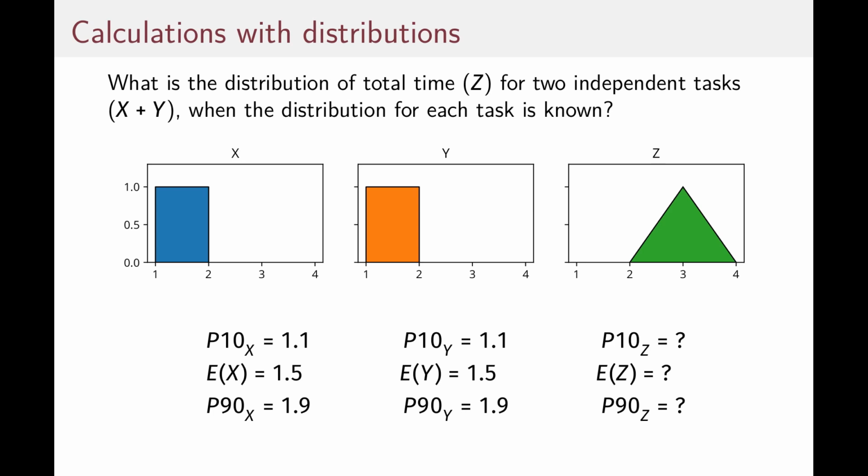Let's talk about calculations with distributions. We want to sum two numbers. So assume you're an IT developer or something like that. You have two tasks. You estimate them both to take between 1 and 2 days. And you wonder what's the probability of the sum. So when will I complete both of my tasks?